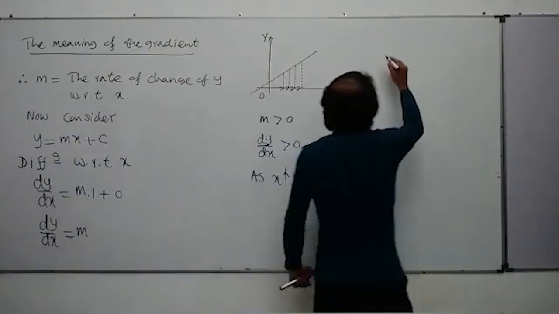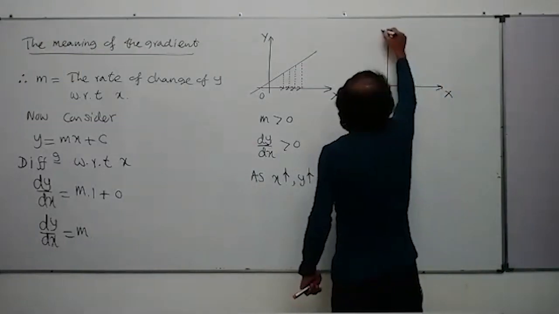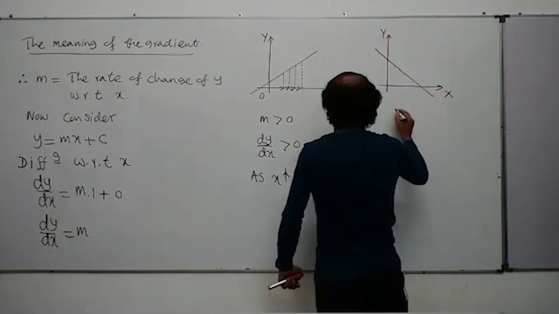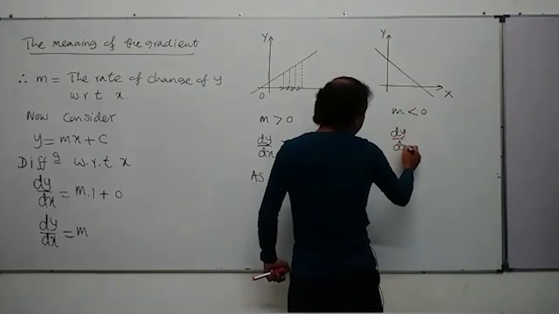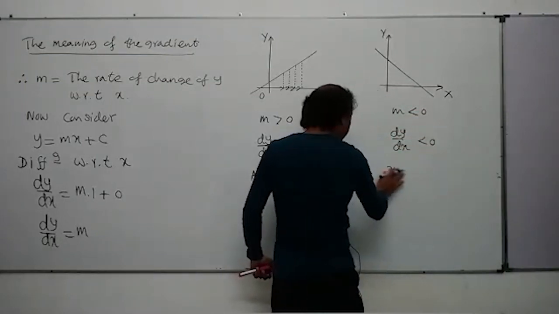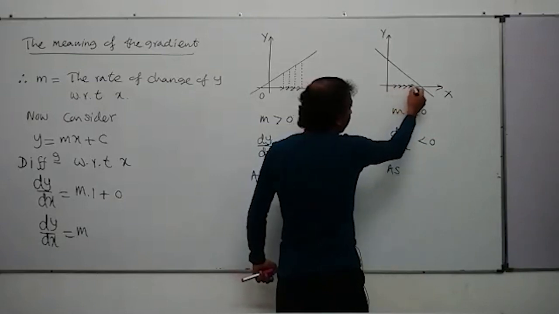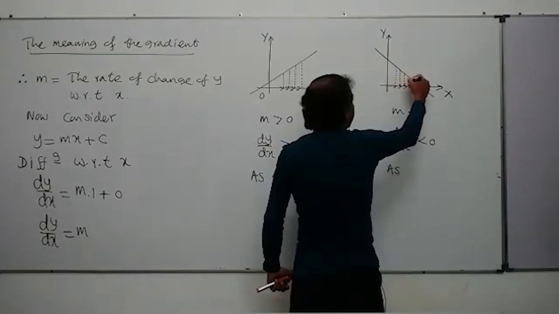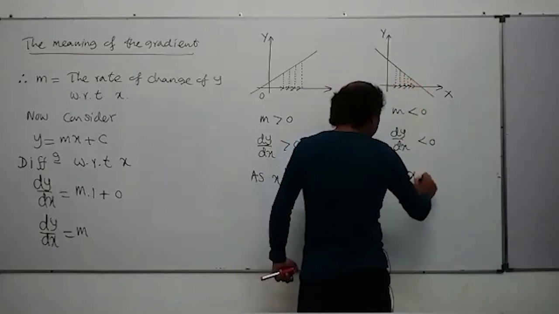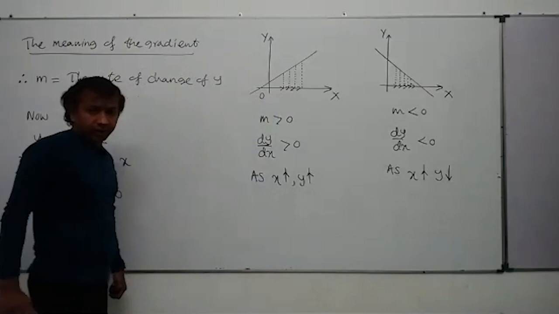This one, x, y, this way. Obviously, the gradient in this case is negative. Therefore, dy by dx is negative. In this case, as we move to the right along the x-axis, the height decreases. As x increases, y decreases.